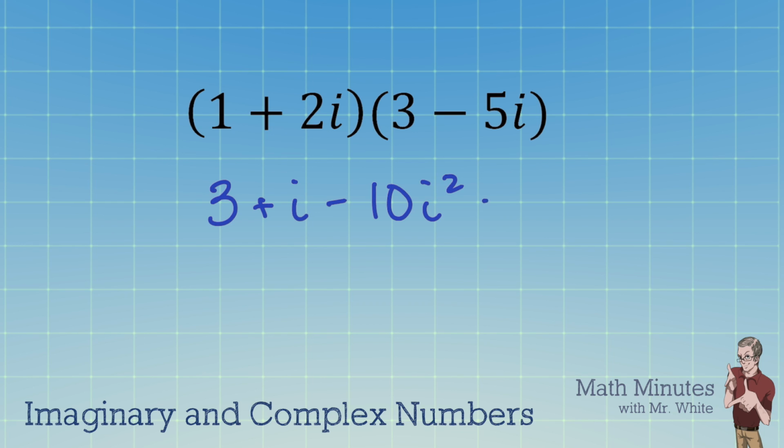Now remember, whenever you see i squared, you replace it with a negative 1. So it's really 3 plus i plus 10. So the final answer is 13 plus i. So we multiplied two complex numbers, and wouldn't you guess, we got another complex number, 13 plus i.